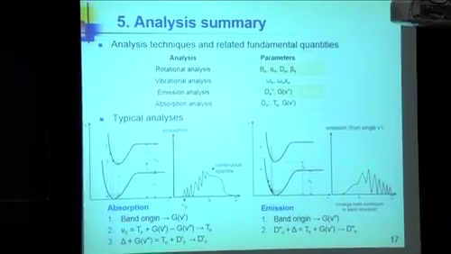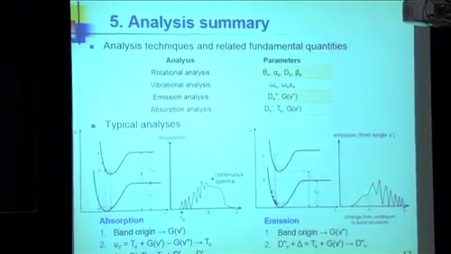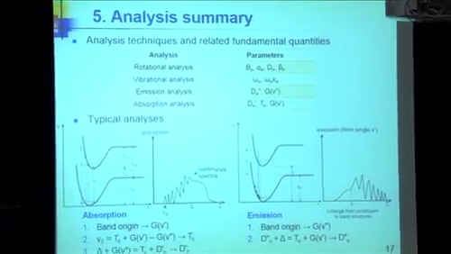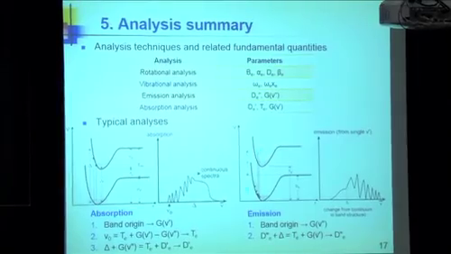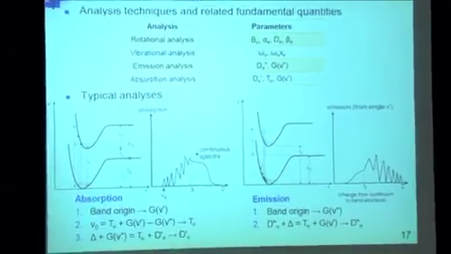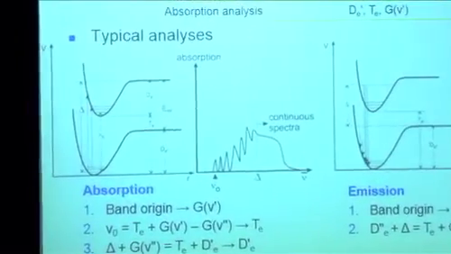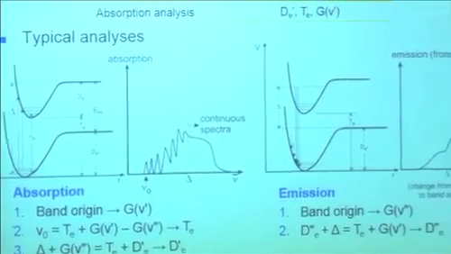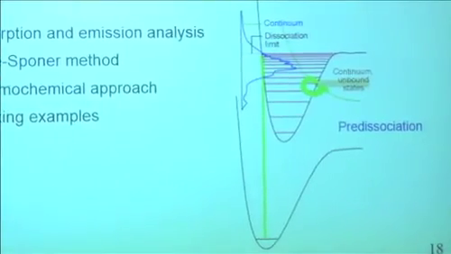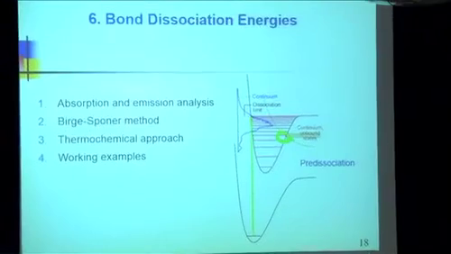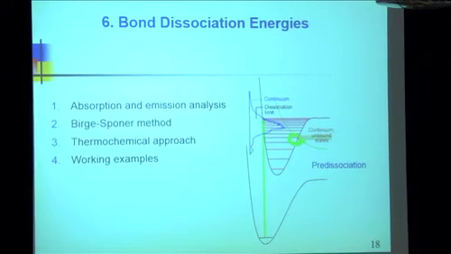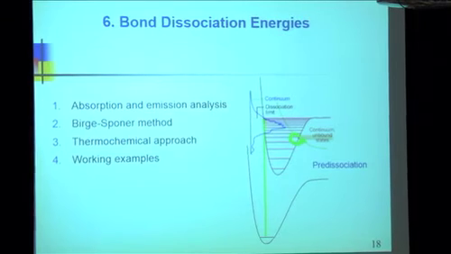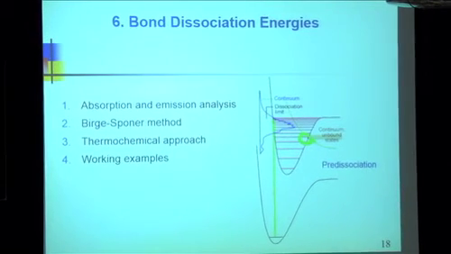Sometimes you get these transitions between continuum and structured, like this here. But remember, in emission, you're starting up here and you're learning about down here. In absorption, you're starting here and you're learning about up here. So there's always a way to get what you want. If you're doing combustion chemistry, the dissociation energy is really an important number. And I'm going to show you some ways that we can get at the dissociation energy.